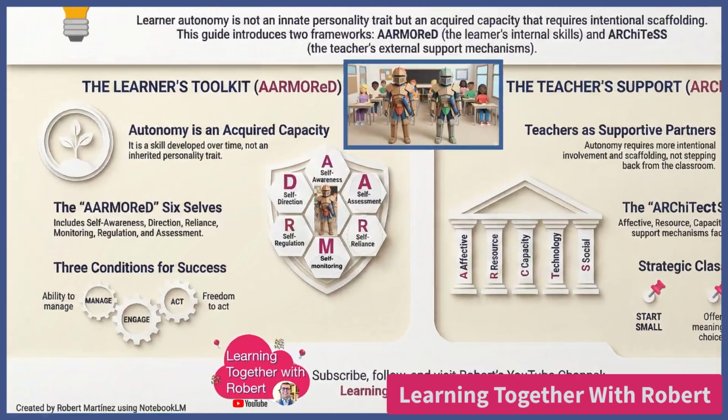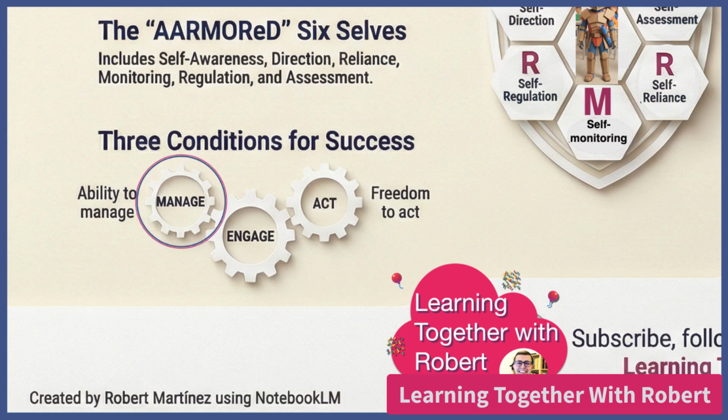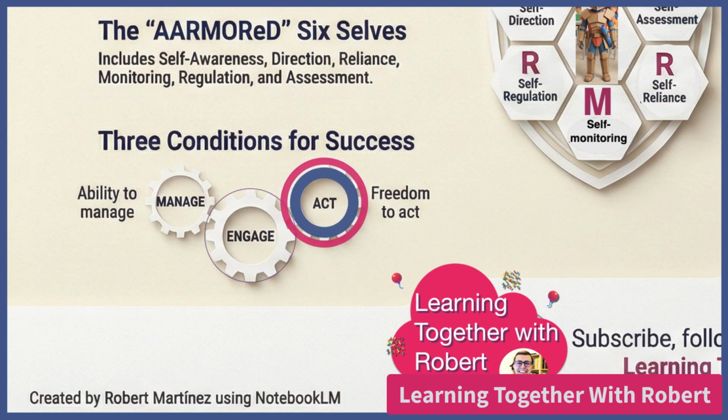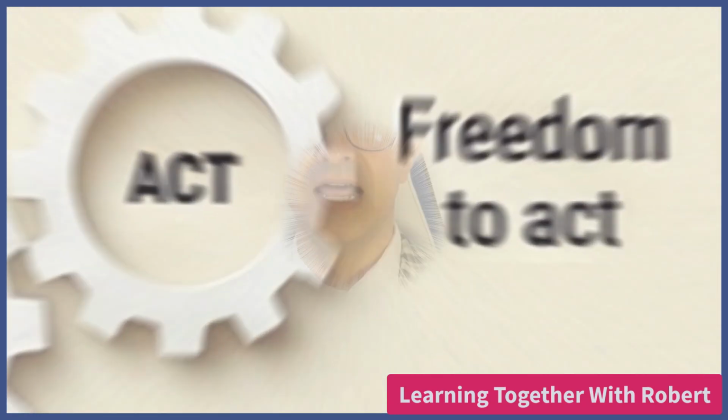Autonomy also depends on 3 conditions. Learners need the ability to manage learning, the willingness to engage, and the freedom to act. And the reality is, many of our students lack at least one of these. So when learners constantly seek approval or avoid independent tasks, that's not failure. It's a signal that autonomy simply hasn't been taught yet.